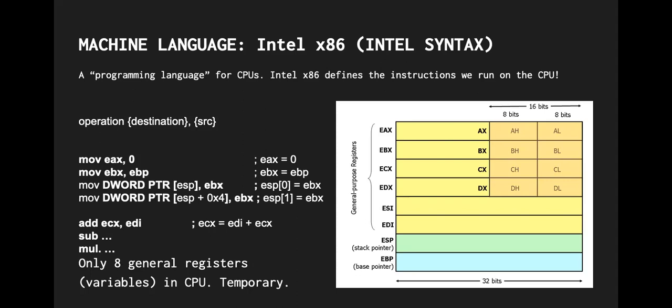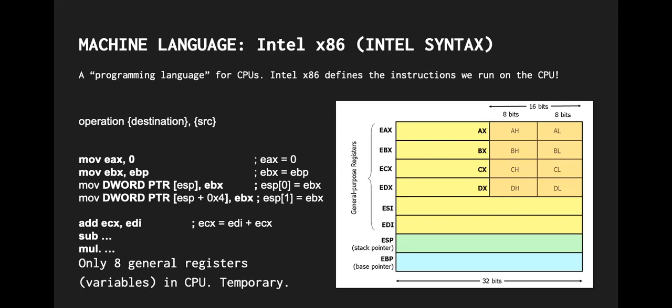So for example, the very top one, we have move EAX 0. That just means that you're moving 0 to the register EAX. Simple enough. Move EBP to EBX. That just means you're moving the contents of EBP into EBX.